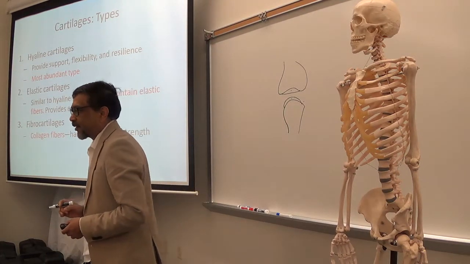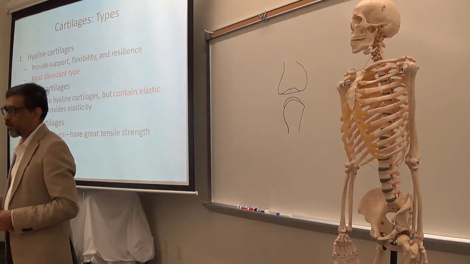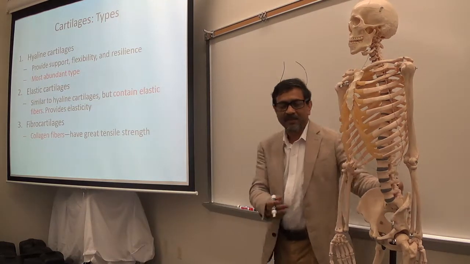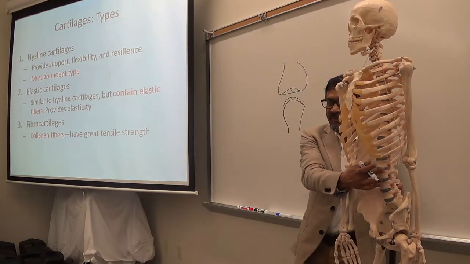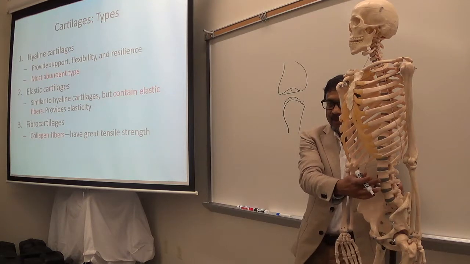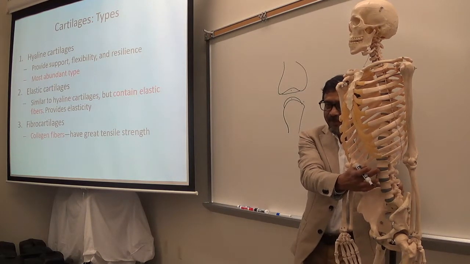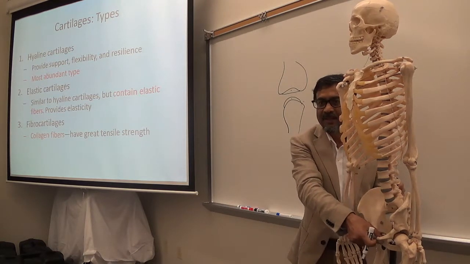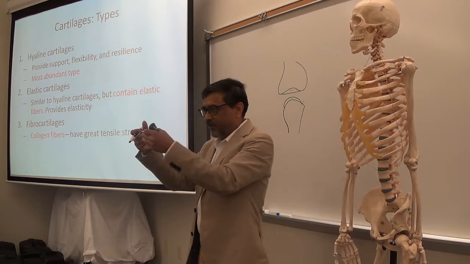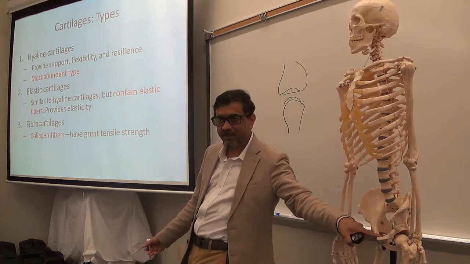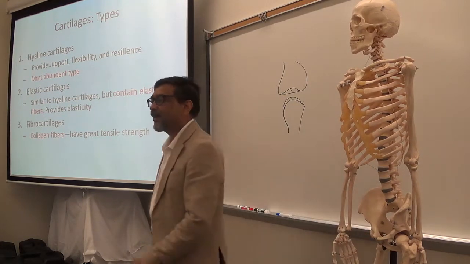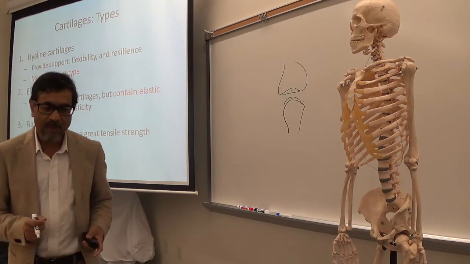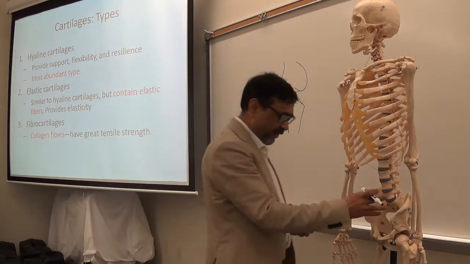Fibrocartilage. Only few structures in your body are formed by fibrocartilage. One is intervertebral discs. Okay. Number 2, pubic symphysis. You already know pubic symphysis, right? 2 hip bones are attached by this piece of cartilage, that is pubic symphysis. And number 3, what? Meniscus in the knee joint. So those are fibrocartilaginous structures.